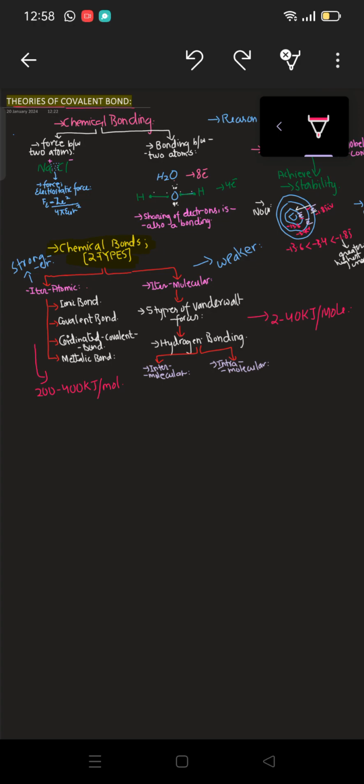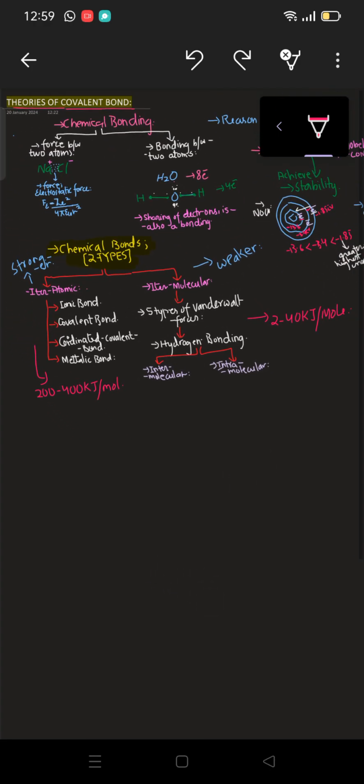However, next comes the intermolecular. These are basically forces, right? There are five types of van der Waals forces that we're gonna study, right? Then we're gonna study hydrogen bonding in it, and hydrogen bonding includes two types: intermolecular hydrogen bonding and intramolecular hydrogen bonding. Intermolecular forces are basically weaker than the interatomic; those are stronger. Their energy is 2 to 40 kilojoule per mole, right? This was the basic introduction or the flow chart of the types of chemical bonds and their subtypes, right?